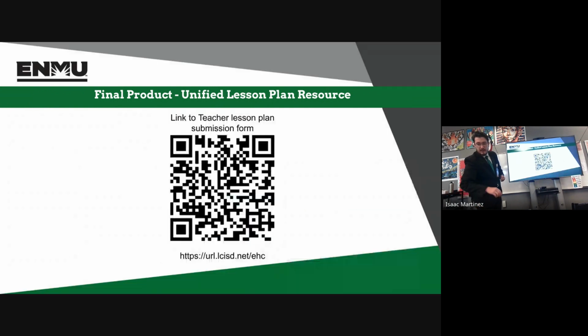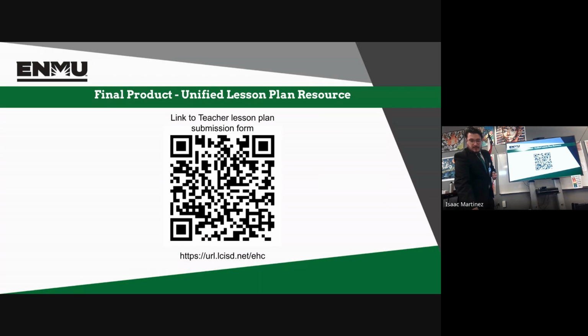This next slide is a QR code. If you guys would like, you could scan that. It will take you to the form directly to where you can kind of play with it, try it out. If you submit anything, it'll just be auto sorted. So don't worry about that.